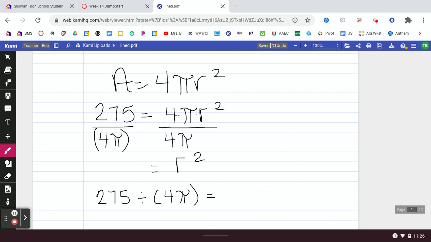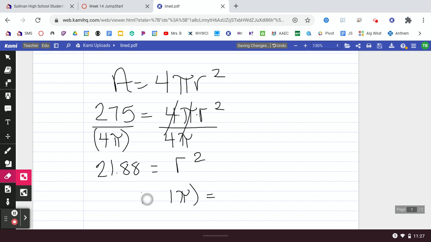Okay? And when I hit equals, I get r squared on this side because the 4 and the pi is what I got rid of. Leaves r squared over there. So on this side, I got 21.88. Is that my answer? Did I solve for the radius? No. Right now, all I've solved for is radius squared. So, let's erase that just because I was showing you what you put in your calculator. How do I get rid of a square? Square root.